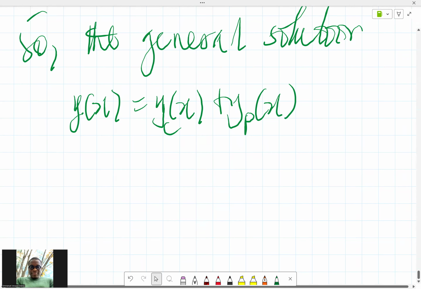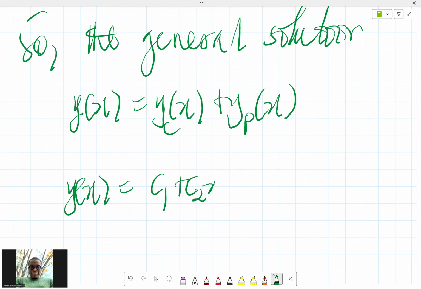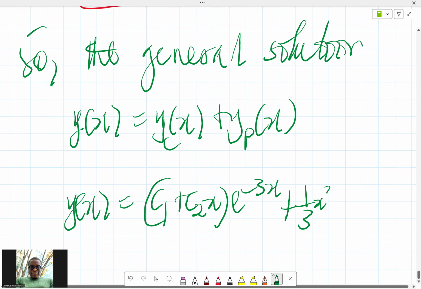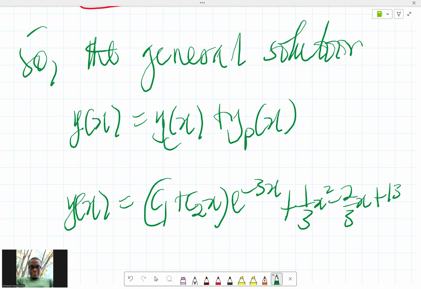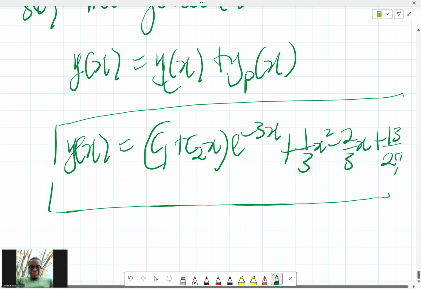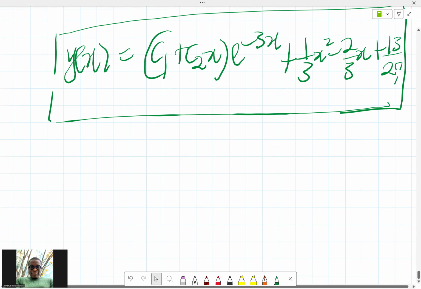So yc of x again now. We have y of x is equal to yc of x, which is c1 plus c2x, e raised to power minus 3x, plus yp of x that we just got, that is 1 over 3x squared minus 2 over 3x plus 13 over 27. And that is the general solution for that polynomial non-homogeneous part.